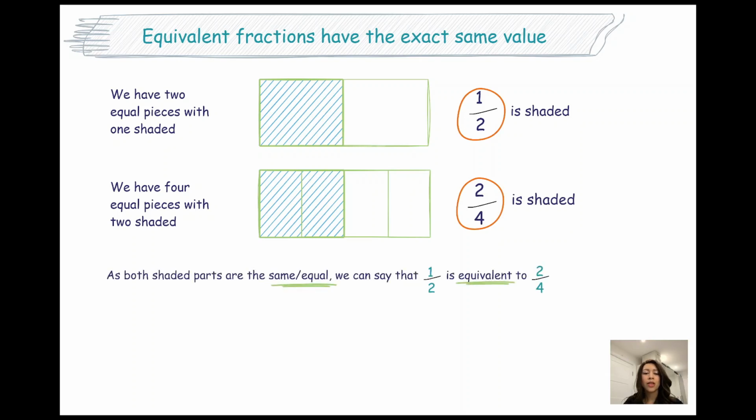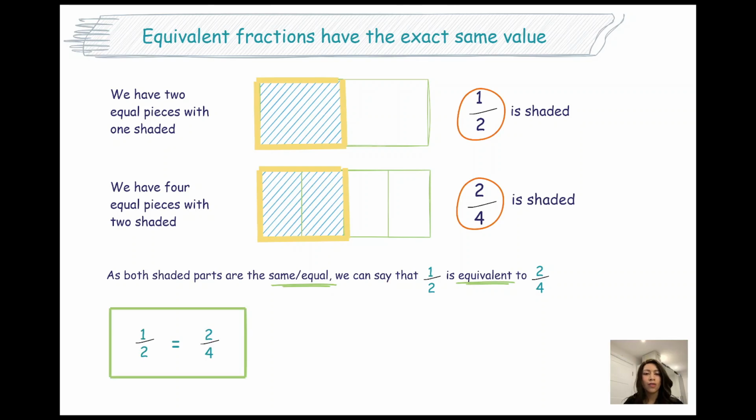As both the shaded parts are the same or equal, we can say that 1/2 is equivalent to 2/4. And we can see that very clearly here. The 1/2 at the top is the exact same size as the 2/4 underneath. So 1/2 is equal to 2/4.